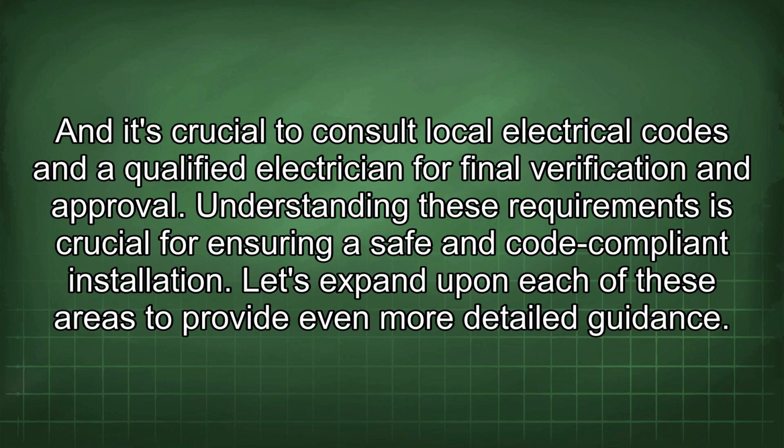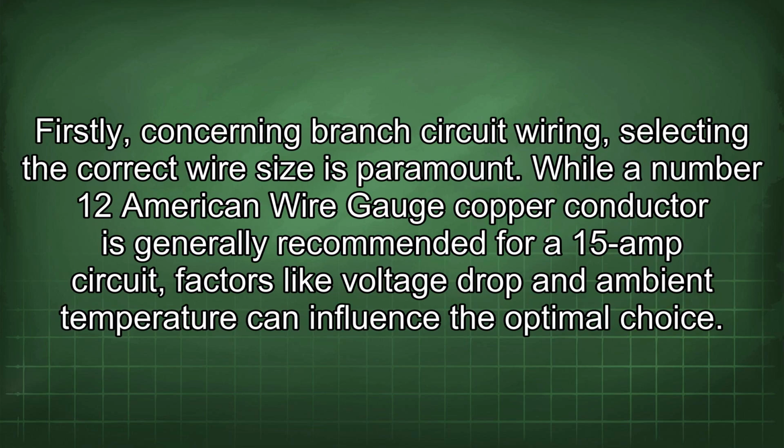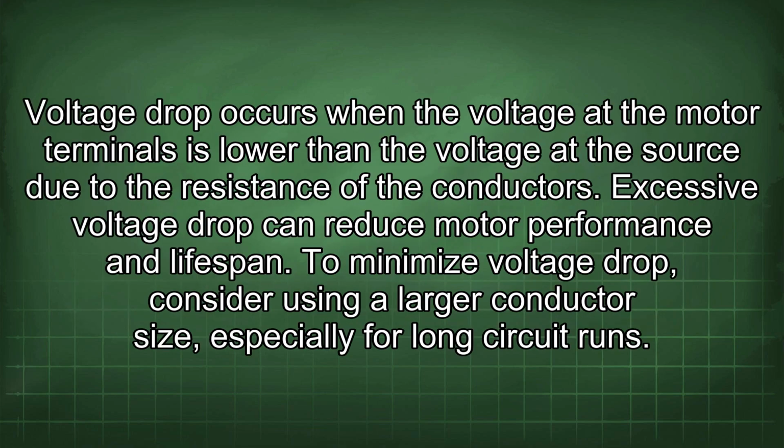Let's expand upon each of these areas to provide even more detailed guidance. Firstly, concerning branch circuit wiring, selecting the correct wire size is paramount. While a number 12 American wire gauge copper conductor is generally recommended for a 15 amp circuit, factors like voltage drop and ambient temperature can influence the optimal choice. Voltage drop occurs when the voltage at the motor terminals is lower than the voltage at the source due to the resistance of the conductors. Excessive voltage drop can reduce motor performance and lifespan. To minimize voltage drop, consider using a larger conductor size, especially for long circuit runs.